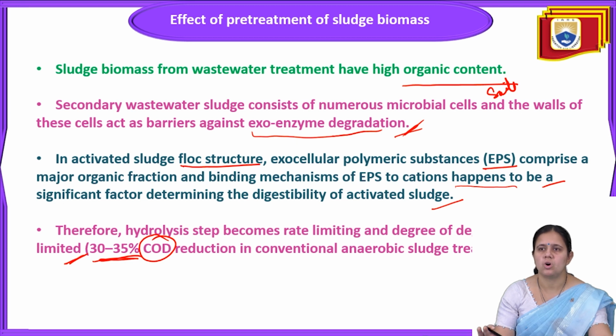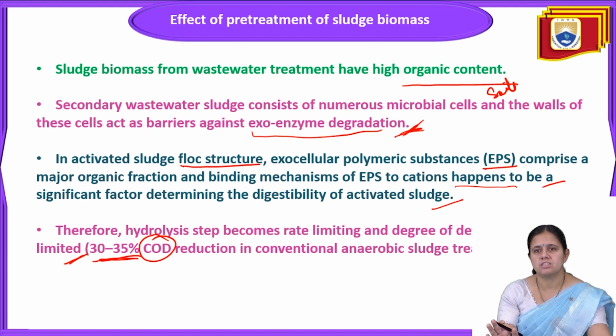Sludge biomass should go for pre-treatment because this sludge has very high organic matter, a high organic load. The secondary wastewater sludge consists of many microbial cells, and the walls of these cells act as a barrier against enzymatic degradation.